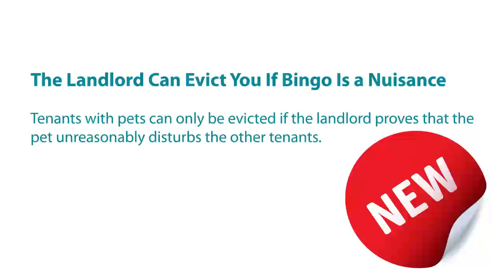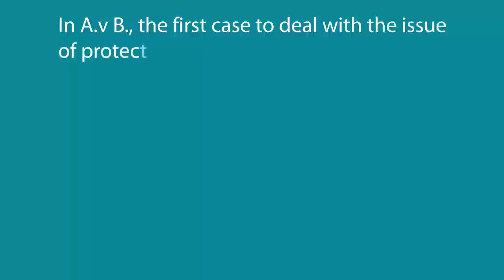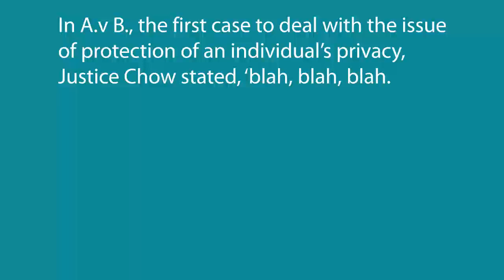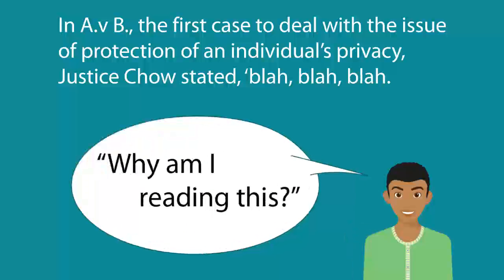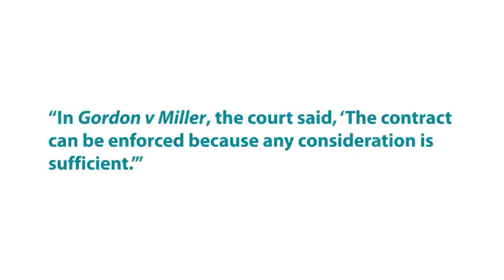Repetition just creates clutter. If you write, "In A versus B, the first case to deal with the issue of protection of an individual's privacy, Justice Chow stated blah, blah, blah," you've just lost the reader who is asking themselves, why am I reading about this case and what this judge said? It is rare that a good topic sentence starts with something like, "In Gordon versus Miller, the court said the contract can be enforced because any consideration is sufficient."